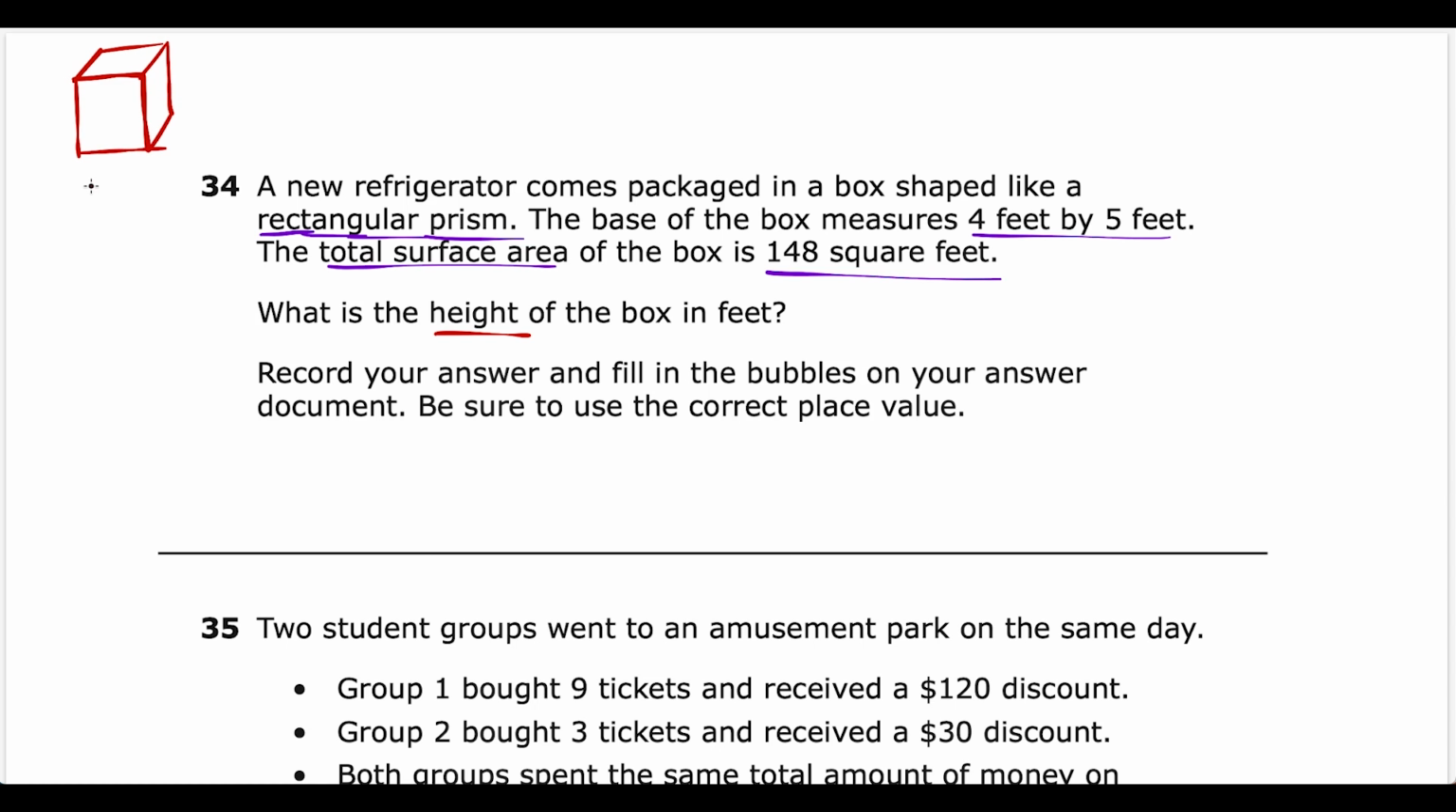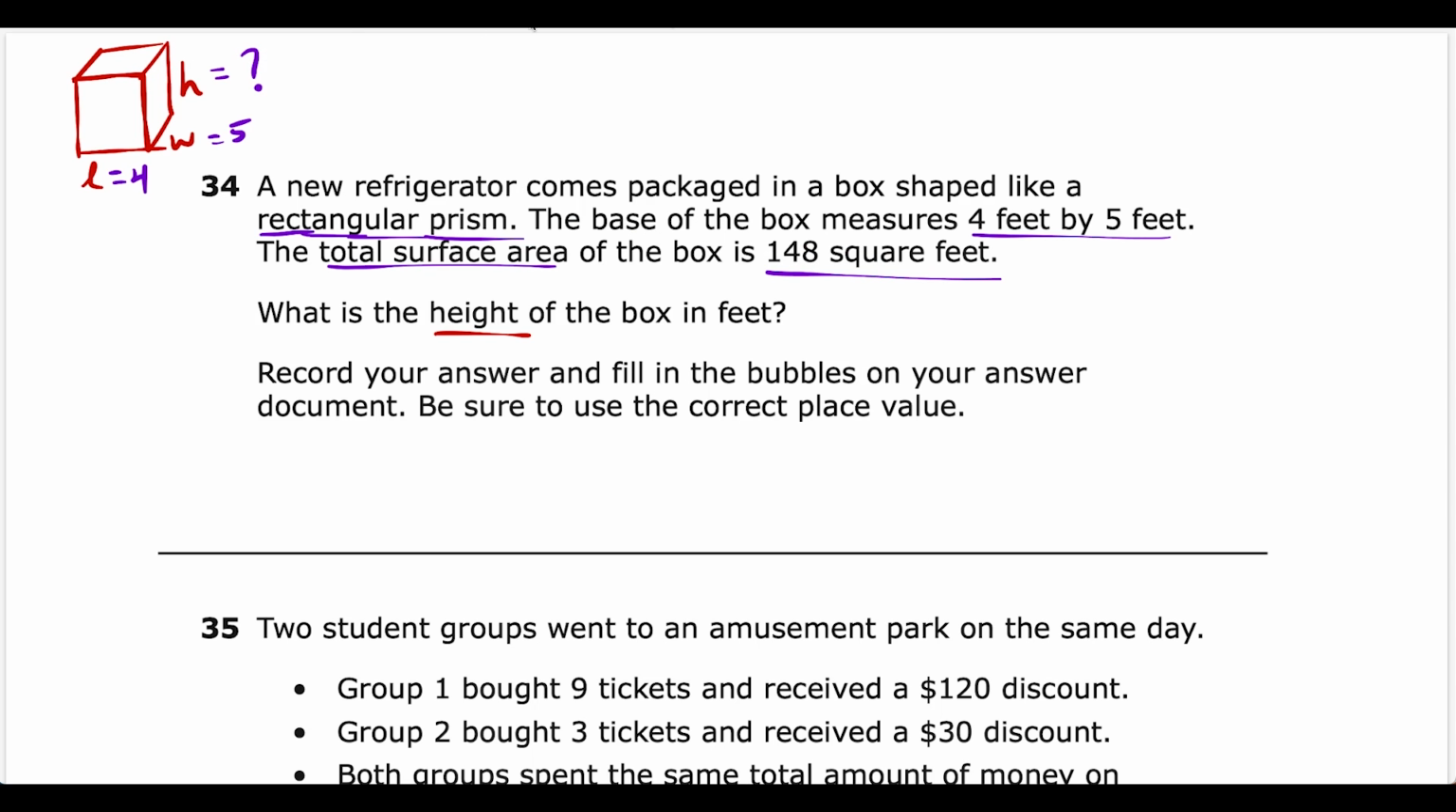And what we have is a length, a width, and a height. So we could label some of it. They said that the base of the box, which means the bottom, measures 4 by 5 feet. So let's just say here that the length is 4 and that the width is 5. And now the height is what we're looking for. This is the piece we want to know. But what we were told is that the surface area is 148 square feet.